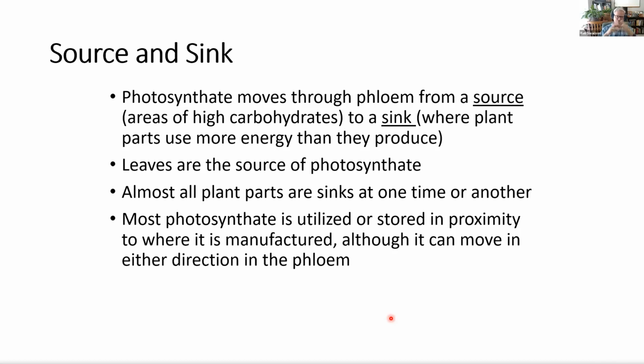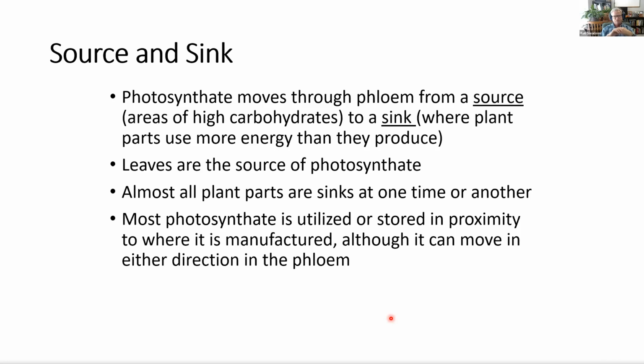Leaves are the source of photosynthate. Almost all plant parts are sinks at one time or another. An exception to this might be crepe myrtle. You've seen the green on the bark. Anytime you see green on the bark, even out on small twigs, photosynthesis can occur in that area also. So crepe myrtles, that's what makes them so bomb-proof, is that they have the ability to produce photosynthates in places other than just the leaves.